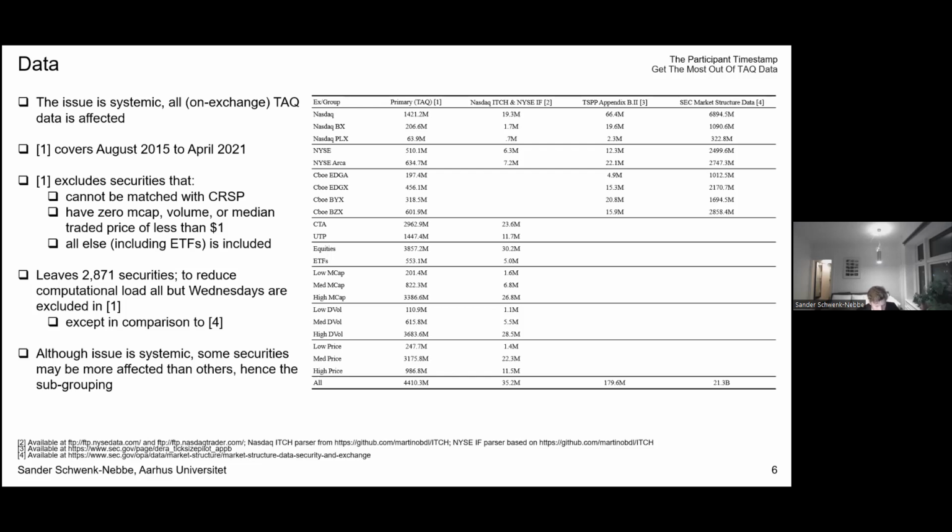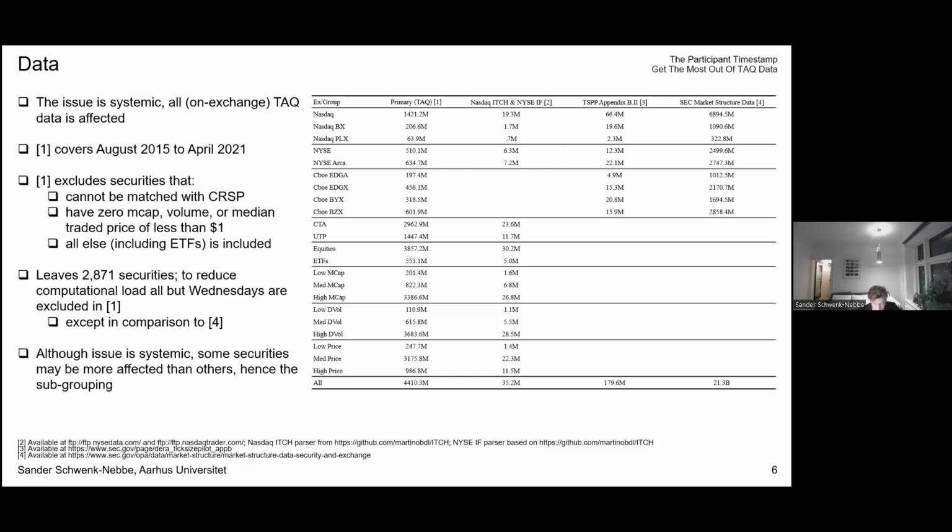So although this is a systemic issue, some securities may be more affected than others, and I want to capture that somehow. I use a couple of secondary data sources. I use 4 days of proprietary market data from NASDAQ and the New York Stock Exchange. I use intraday data on marketable order executions. Those were collected under the Tick Size Pilot Program Appendix B.2. And I also use daily data reported by the SEC.